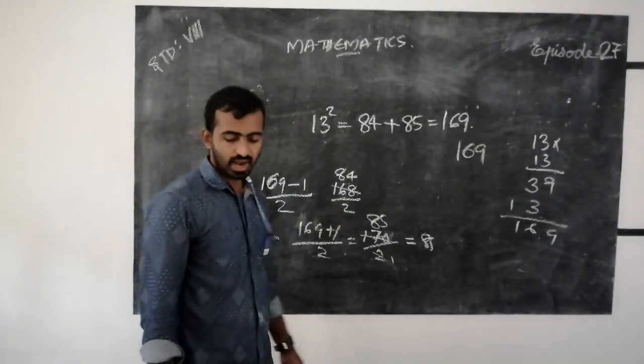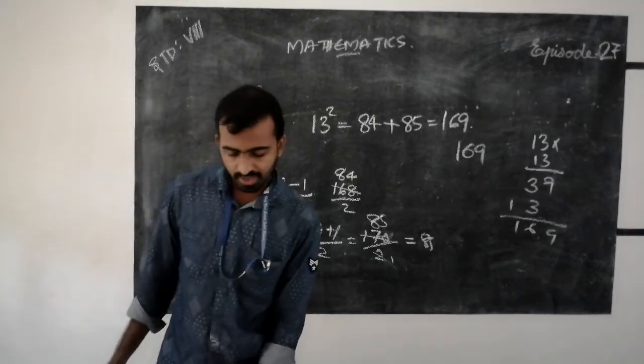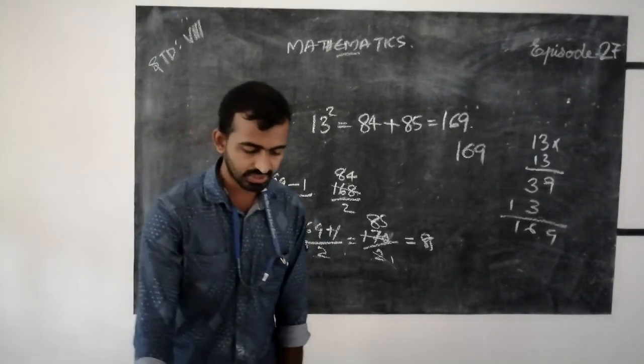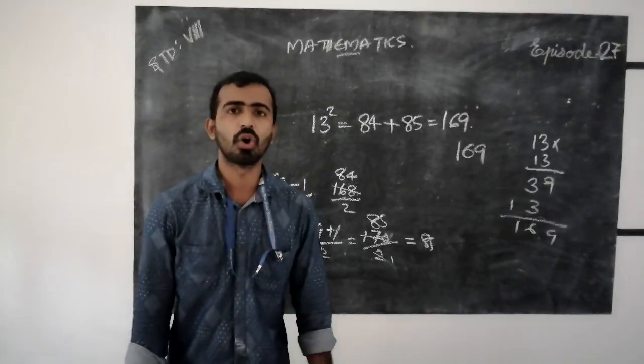That is equal to 169. And all the others are for your homework. 11 square and 19 square, and the second question is also for your homework.